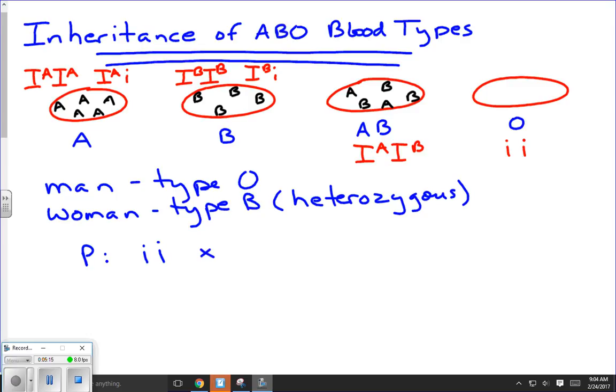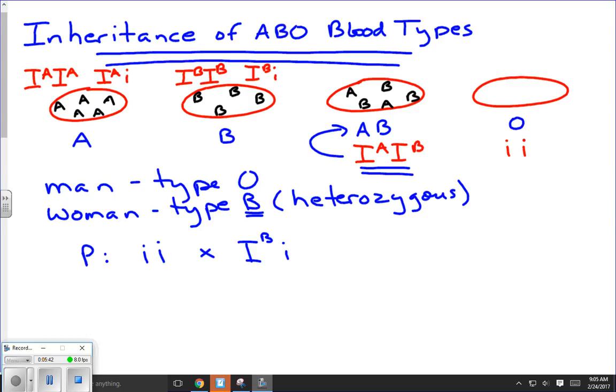The female, the woman, is type B, and it says that she's heterozygous. Well, she's got to have a big IB to have type B blood. To be heterozygous means she must have a little i. Now, she could be heterozygous if she had big IA, big IB. This would also be a heterozygous blood type, but that would result in AB blood, and she doesn't have AB blood. She has B type blood, so we know her genotype is big IB, little i.